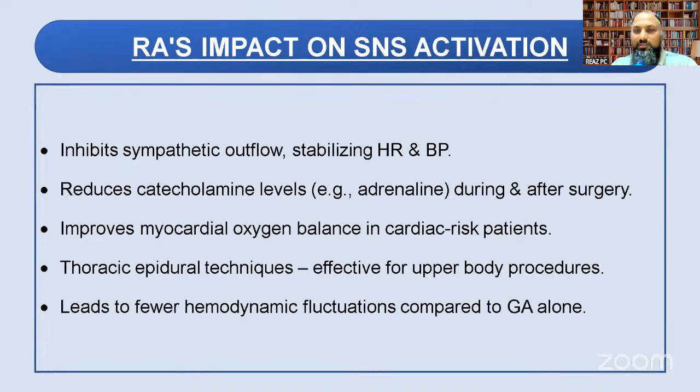Regional anesthesia's impact on sympathetic nervous system activation is basically inhibiting the sympathetic outflow, thus stabilizing heart rate and blood pressure. It also reduces catecholamine levels, for example adrenaline and noradrenaline, during and after surgery. It improves myocardial oxygen balance in cardiac risk patients by stabilizing heart rate and blood pressure, thus minimizing myocardial oxygen supply and demand imbalance. Especially for upper body procedures such as thoracic surgery, thoracic epidural techniques are very effective in reducing sympathetic nervous system activation. Compared to GA alone, regional anesthesia has fewer hemodynamic fluctuations if administered carefully and correctly.